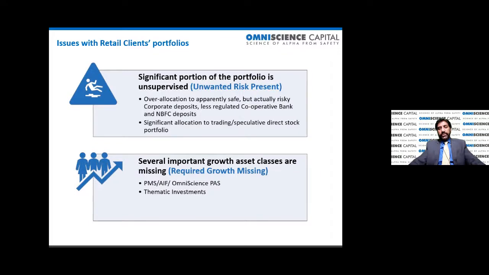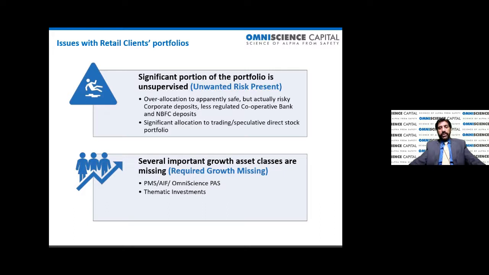So we have summarized that for a retail portfolio, what are the main problems? The main problem is that a significant portion of the portfolio is unsupervised, which means that unwanted risk is lurking inside that portfolio without anyone realizing. So it's not only unwanted, it is also unidentified. Since it's not under your supervision, you cannot guide them as to what risks are present, and they might be unaware that there are risks present.